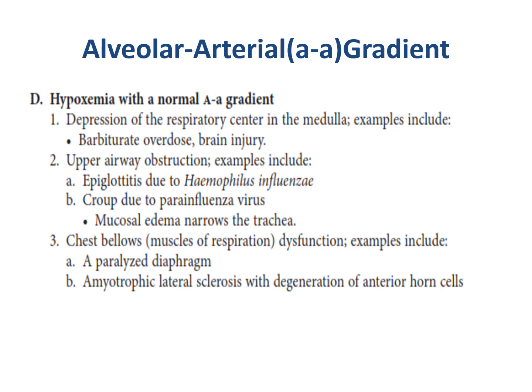Hypoxemia with a normal AA gradient can result from depression of the respiratory center in the medulla. Examples are barbiturate overdose and brain injury. Upper airway obstruction examples include epiglottitis due to Haemophilus influenzae and croup due to parainfluenza virus, where mucosal edema narrows the trachea. Another cause is chest bellows and muscles of respiration dysfunction. Examples include paralyzed diaphragm and amyotrophic lateral sclerosis with degeneration of anterior horn cells.